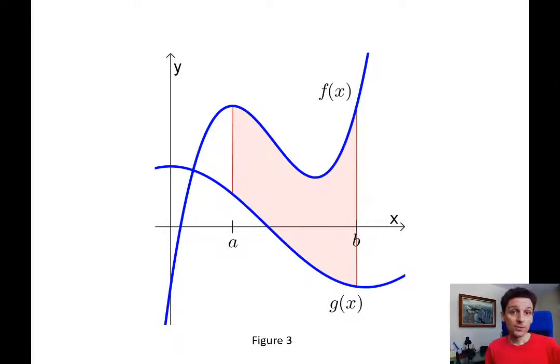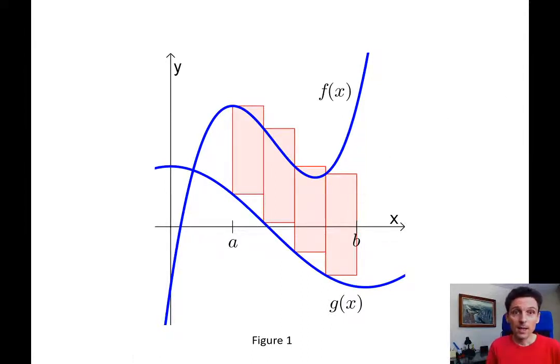So what we could do is break the interval from a to b into, let's say, 4 subintervals. So it looks something like figure 1. And approximate the area between the curves on each subinterval using rectangles. So here we've got 4 rectangles, 1 for each subinterval from a to b. So the picture would look like, again, figure 1.